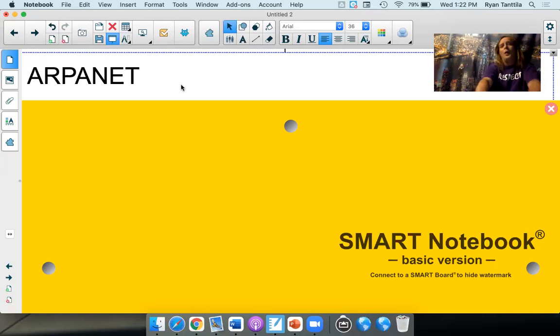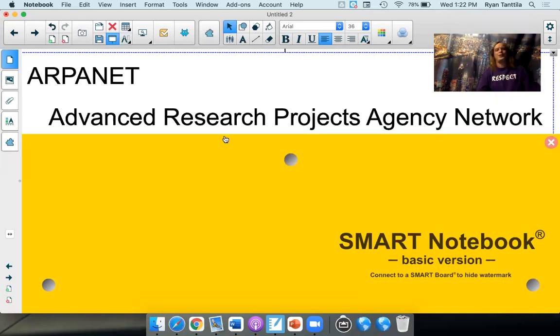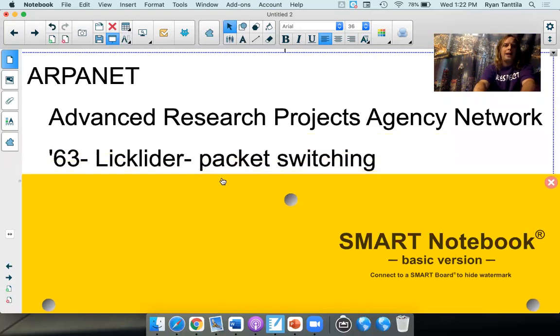So ARPANET, what did it stand for? ARPANET stands for Advanced Research Projects Agency Network. So you can still see the net in there as in internet. That was still a thing, or originally was a thing. So ARPANET was created as a military program, and that was headed by a guy named Licklider in 1963. So quite a long time before I was even born.